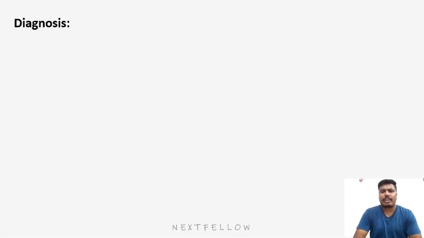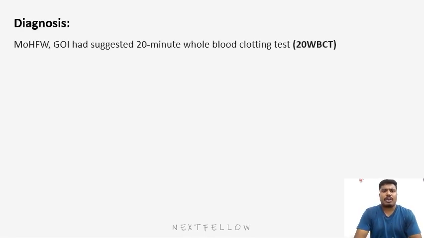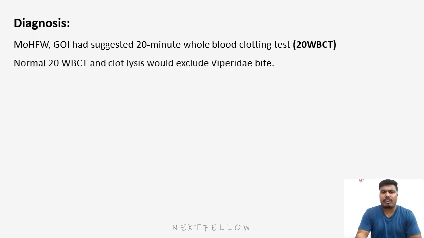Now we will learn about the diagnosis of snake poisoning. The Ministry of Health and Family Welfare, Government of India, has suggested a 20-minute whole blood clotting test. It is a bedside test. In this test, 2 ml of freshly sampled venous blood is taken in a test tube and put aside for 20 minutes. After 20 minutes, it is gently tilted, and if the blood is still not clotted, it means that the blood has hypofibrinogenemia, which suggests it is a viper bite. A normal 20-minute whole blood clotting test and clot lysis would exclude a viper bite.